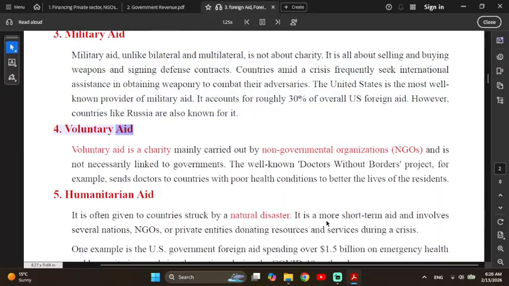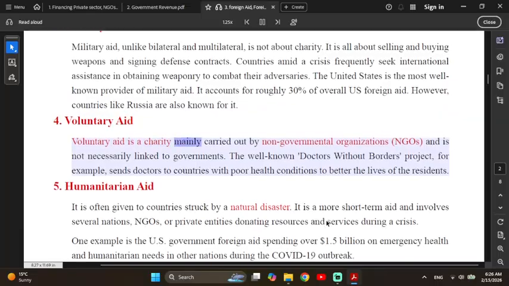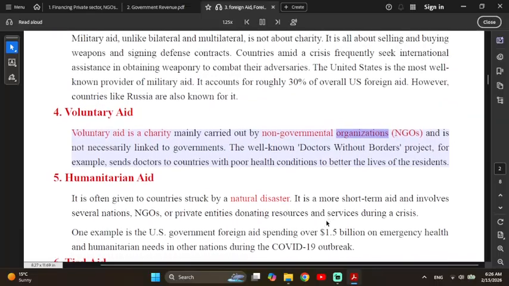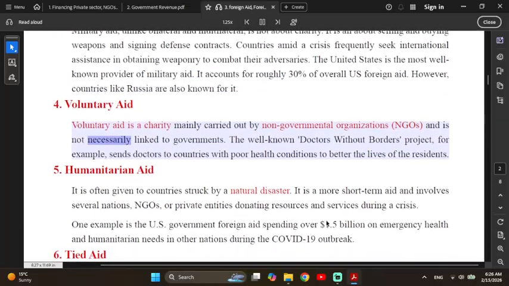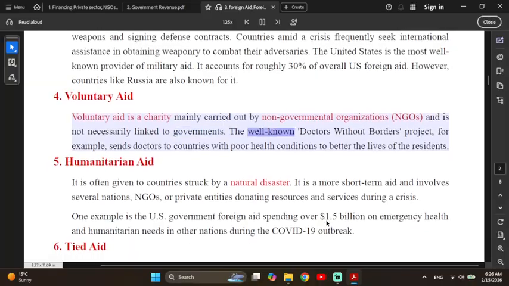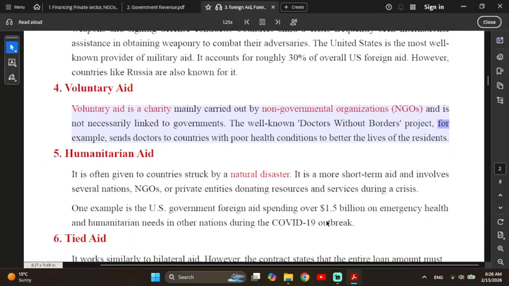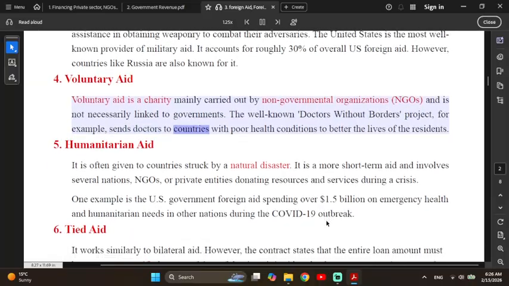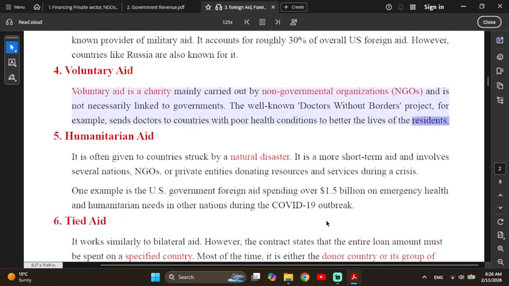4. Voluntary aid. Voluntary aid is a charity mainly carried out by non-governmental organizations, NGOs, and is not necessarily linked to governments. The well-known Doctors Without Borders project, for example, sends doctors to countries with poor health conditions to better the lives of the residents.